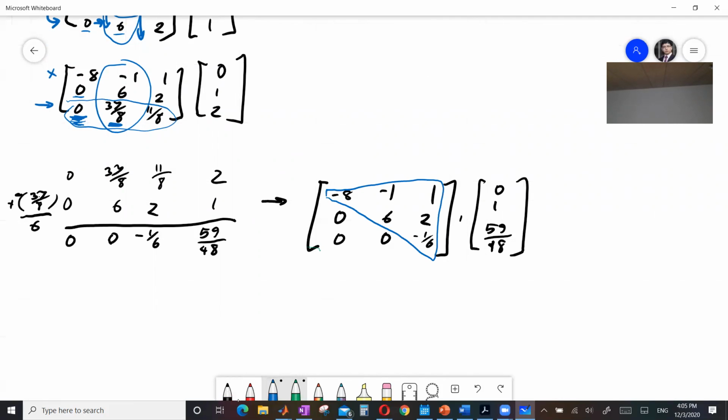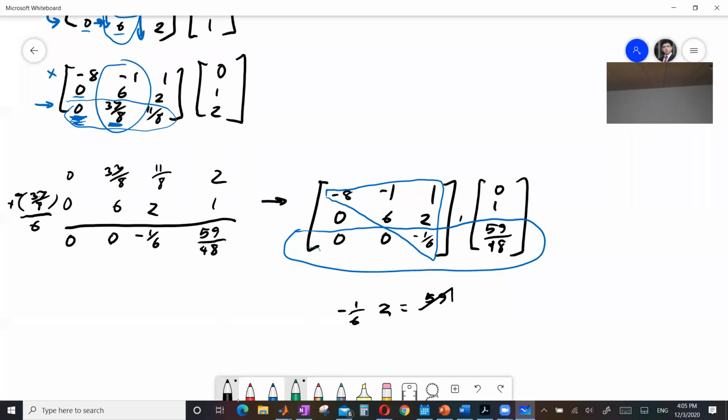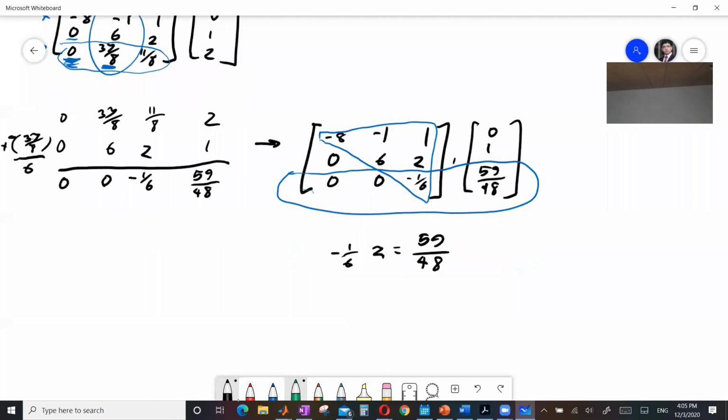And now we will go and do backward substitution, because as I said before, if we look at the last row, this basically tells us already what z is, because it means -1/6 times z equals 59/48. So that means that z equals 59/48 times -6, which is exactly equal to -7.375.